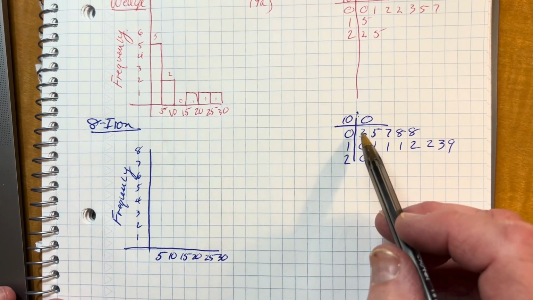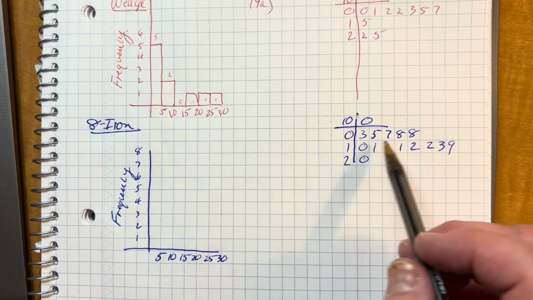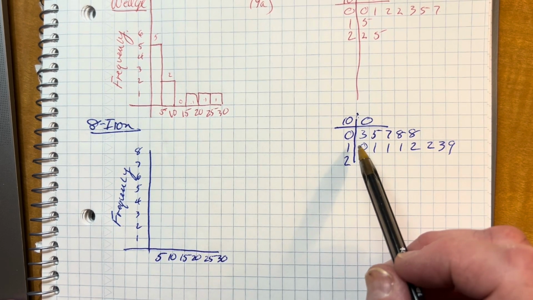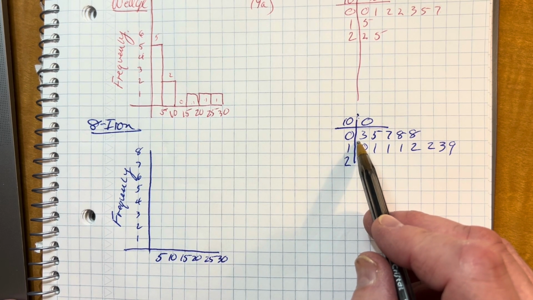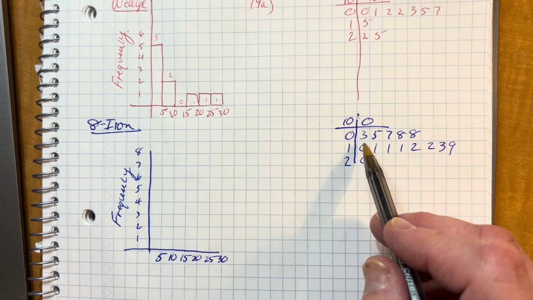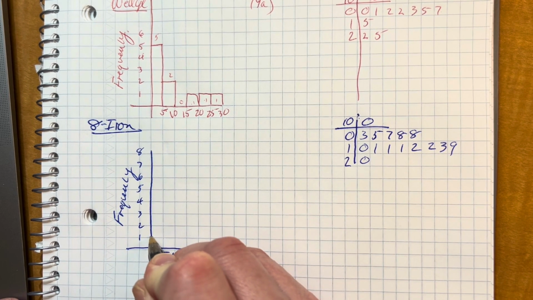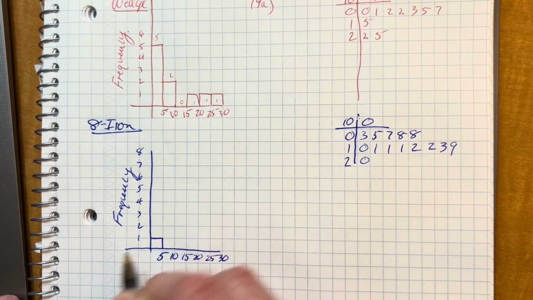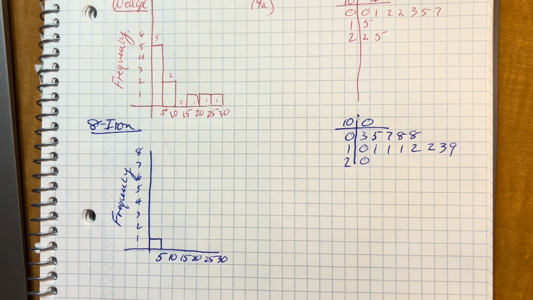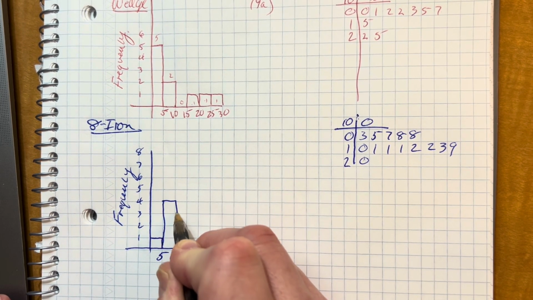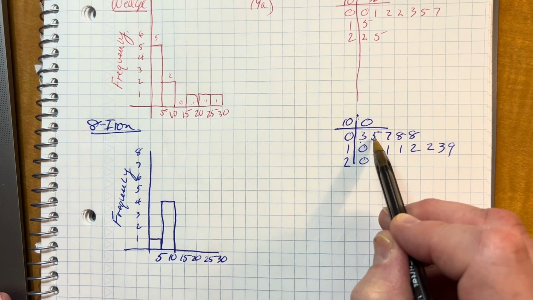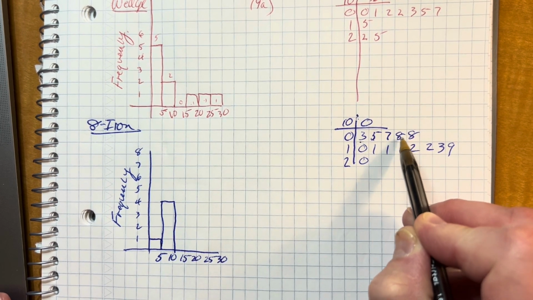Okay, here's the 8-iron numbers. This is, of course, your stem and leaf plot. When I get these numbers, I'm going to go ahead and graph those as well in my histogram. There is one number that is 0 up to, but not including 5. There are 4 numbers up to, but not including 10. That means 5, 6, 7, 8, and 8.